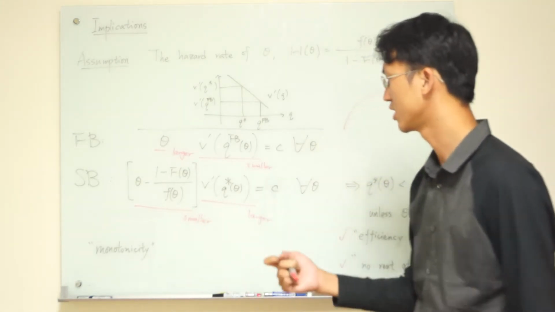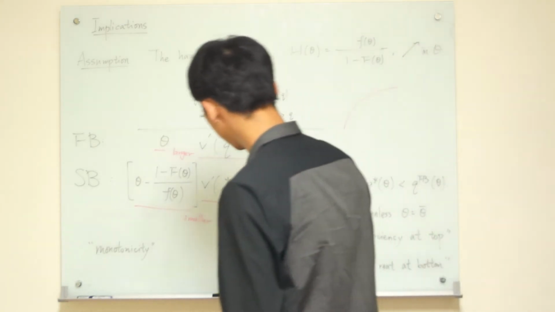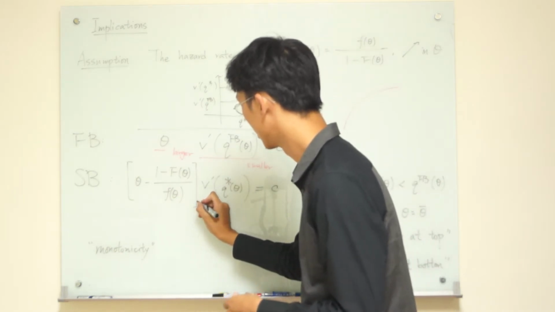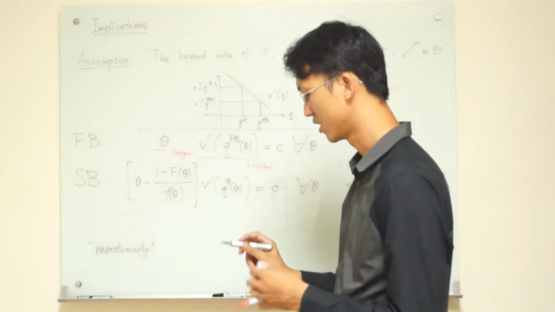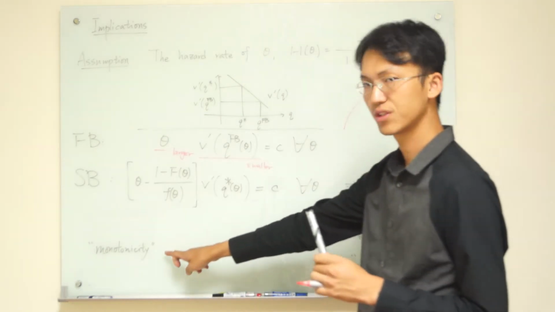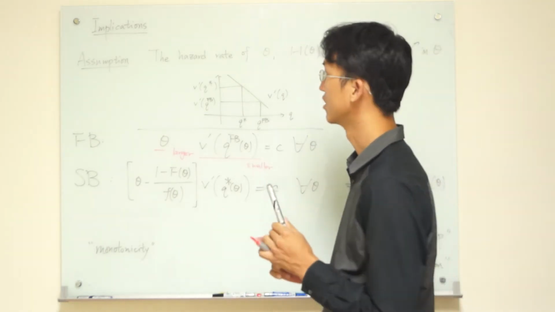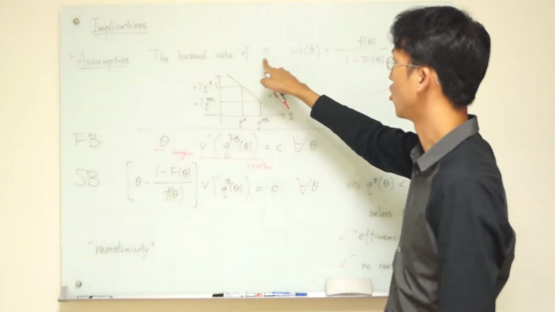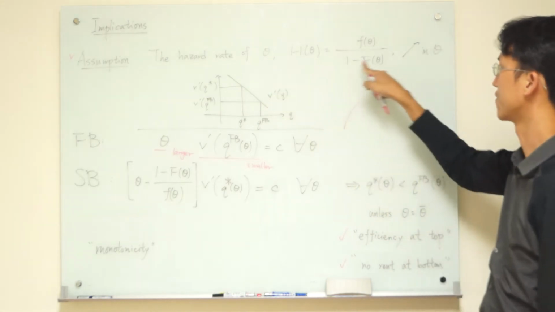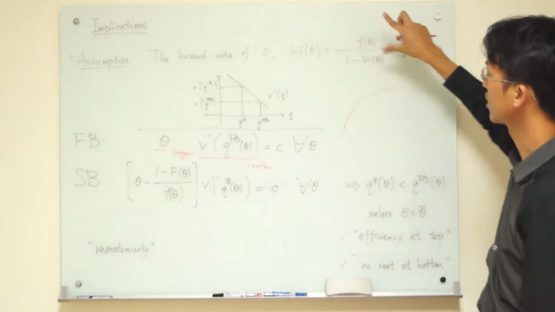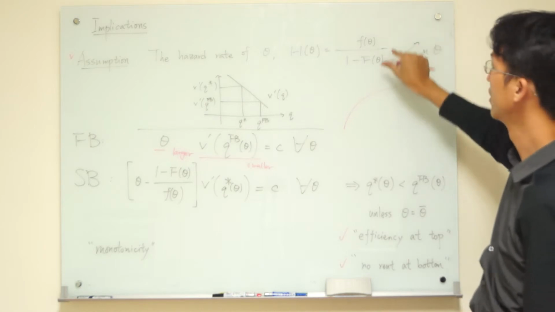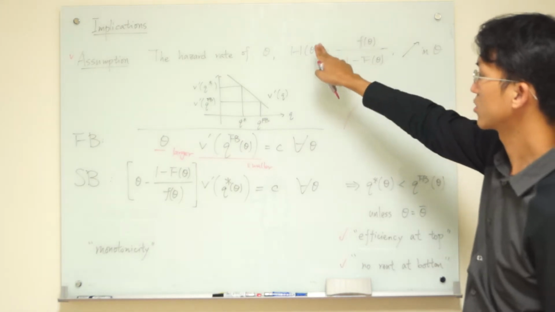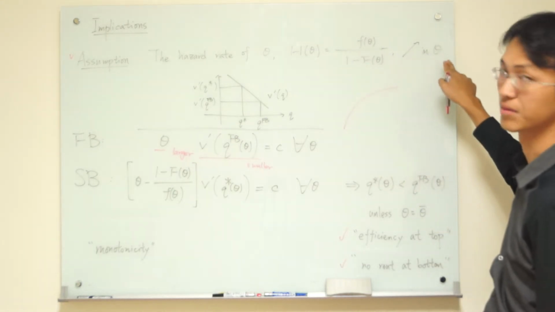So let's see this. How do we see this? Let's focus on our equation here. Let's focus on how Q is defined. Here, in order to show this, I need to have an assumption. So let's do this assumption. The hazard rate of our type theta, defined like this, which is a ratio of your PDF and 1 minus your CDF. We assume the hazard rate is increasing in theta.